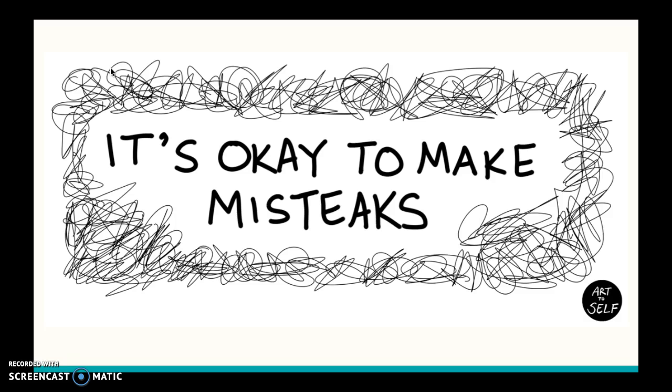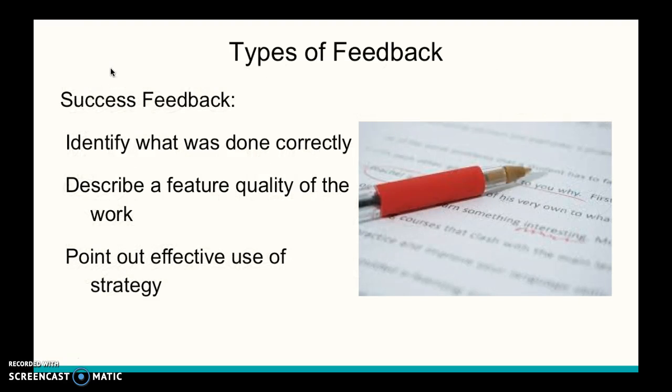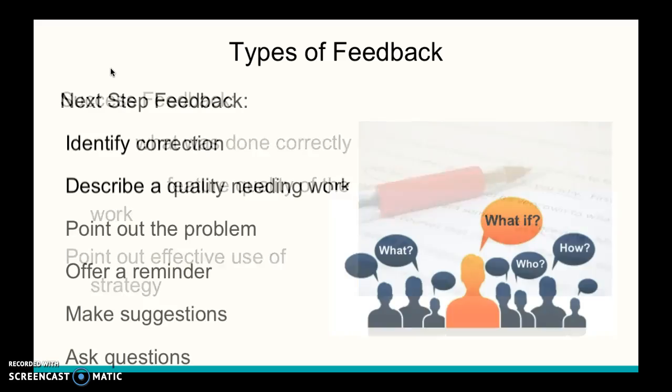Part of building that safe classroom environment is to celebrate successes. So success feedback is one way we can do this by identifying what was done correctly, describing a feature of quality of the work, and then pointing out effective use of the strategy. This builds up student confidence and shows them it's okay to make mistakes.